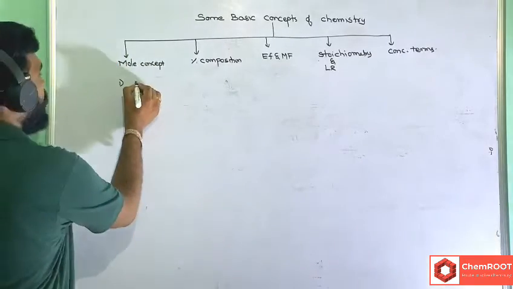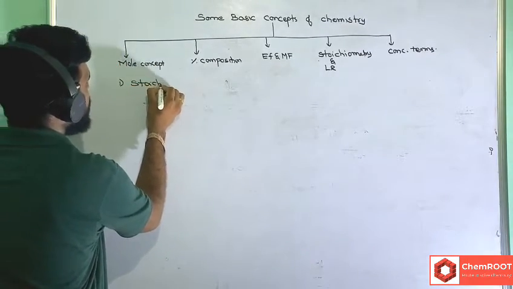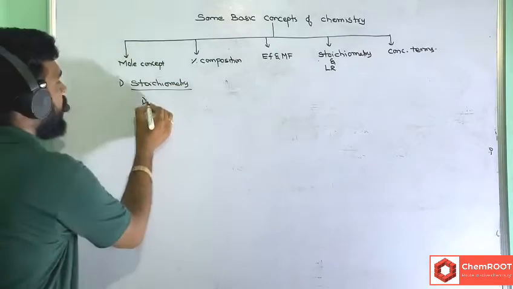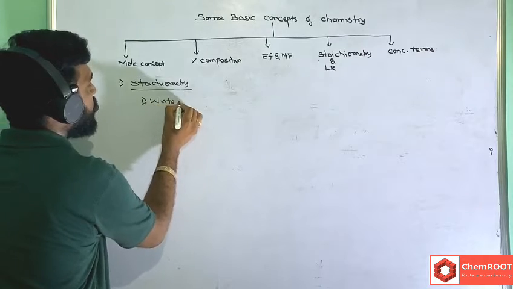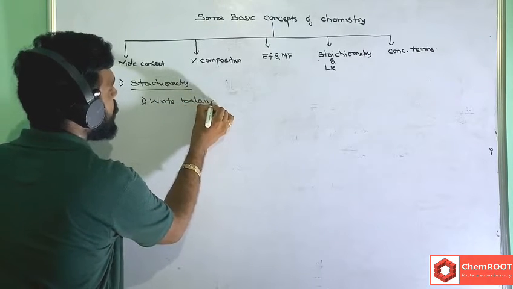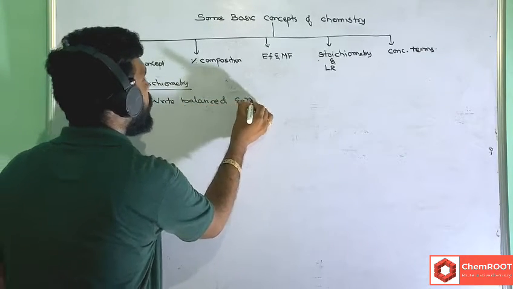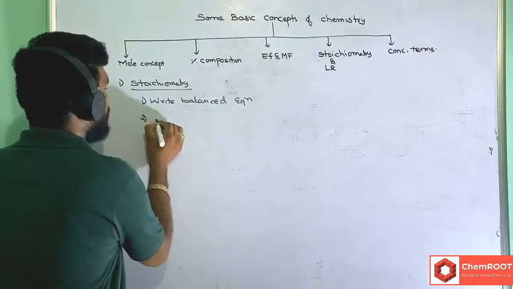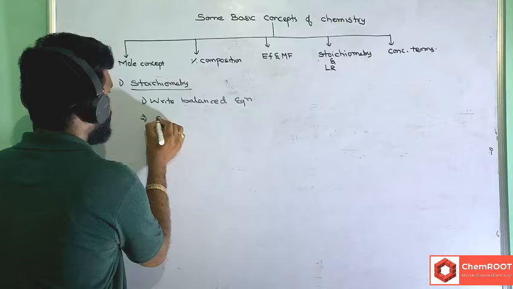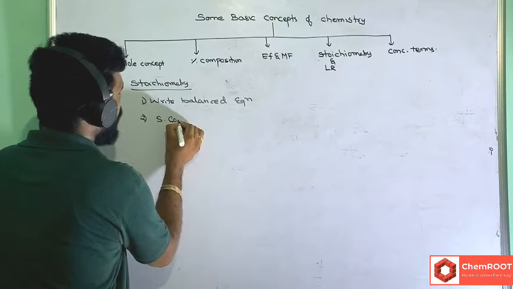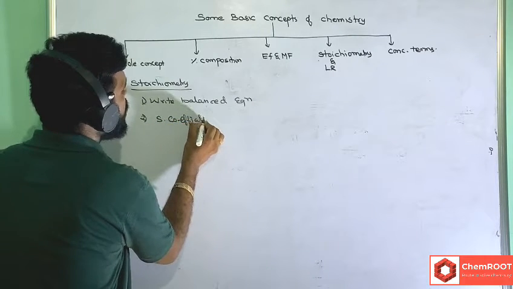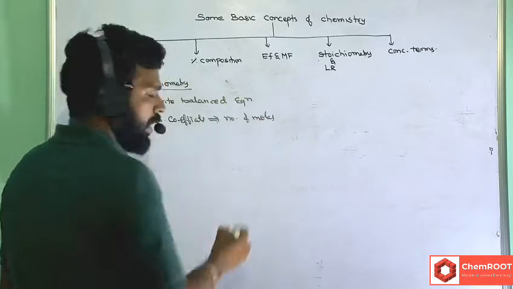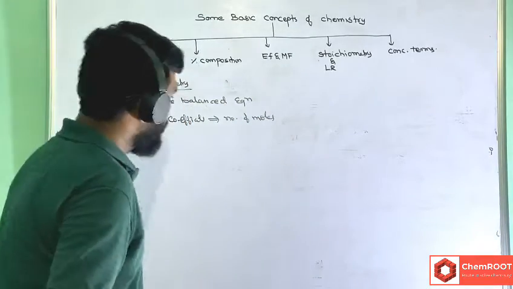So if you want to do stoichiometric problems, what is the first step? First you have to write the balanced equation. You have to first write the balanced equation. And second, the stoichiometric coefficients are considered as the number of moles.